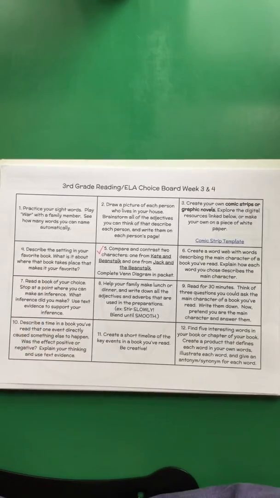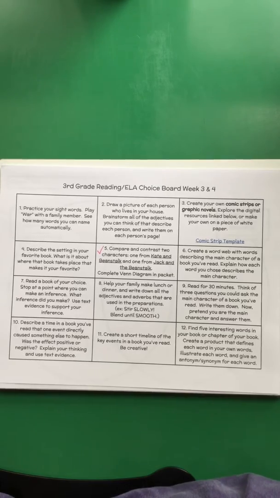Number 4 says describe the setting in your favorite book. What is it about where that book takes place that makes it your favorite? So like if your favorite book was The Wild Robot, you might talk about the fact that it's your favorite because of the setting, because it's on its own island and there's lots of different habitats and a bunch of different animals, and you would just explain why that's your favorite. You can take a picture of that, or if you want to record a video and send it to me, that's fine too, however you want to do that.